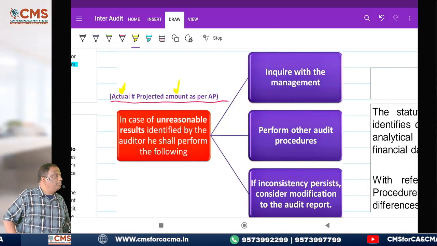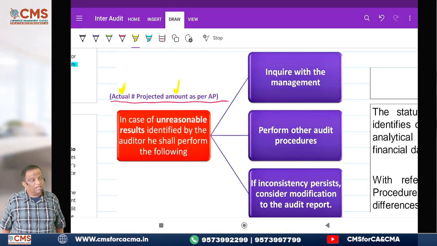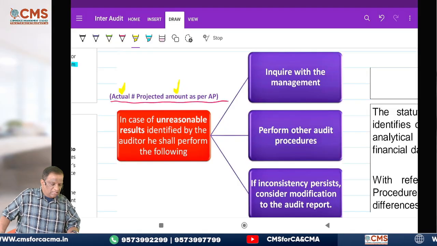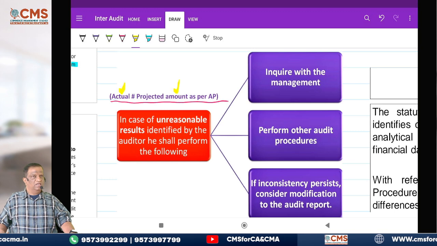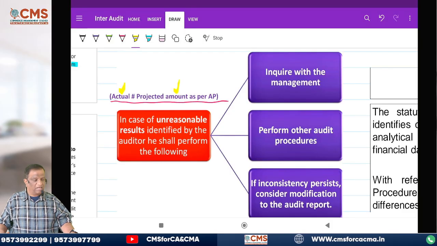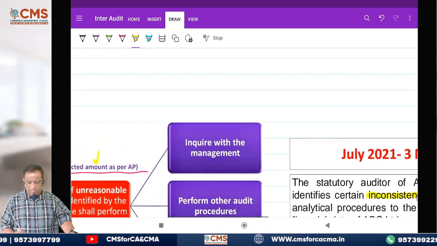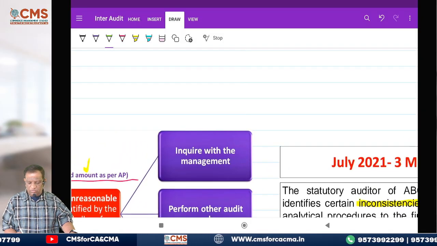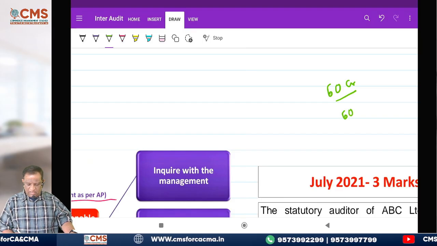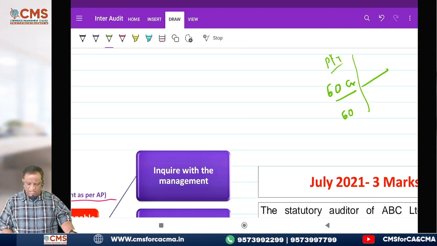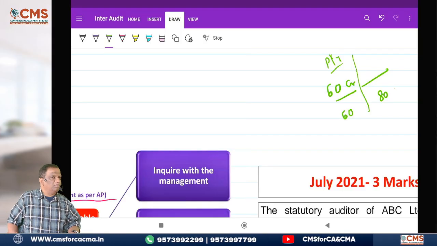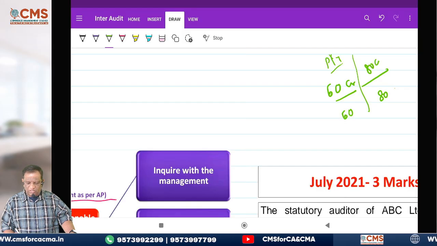That is, while performing analytical procedures, what if I get unreasonable results? That is, I am not convinced, because there is a variance between what is reported, the actual figures, and what I am predicting or projecting based on my analytical procedures. For example, since he is asking, I will go a little slow and tell you. Say last time the salary is 60 crore and the number of employees were 60, just imagine. And this is the previous year. In the current year, I came to know that there are 80 employees. Now, applying common sense, for 60 employees, 60 crore is the amount. But for 80 employees, I am expecting a figure of 80 crore. This is my projected figure.